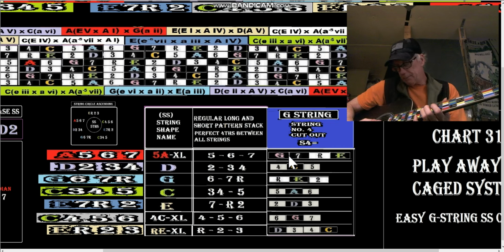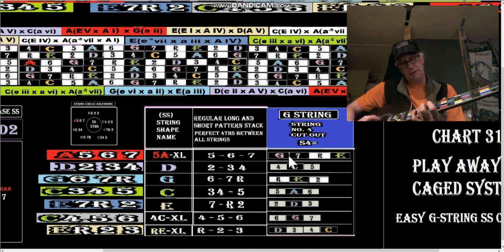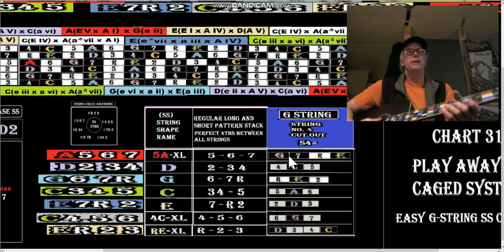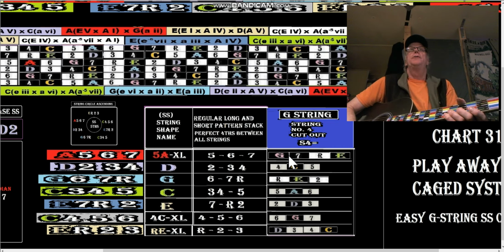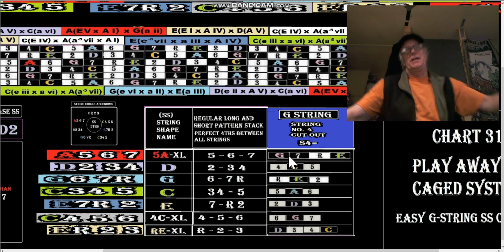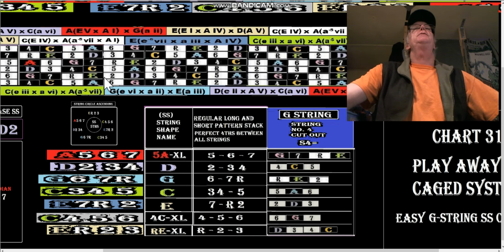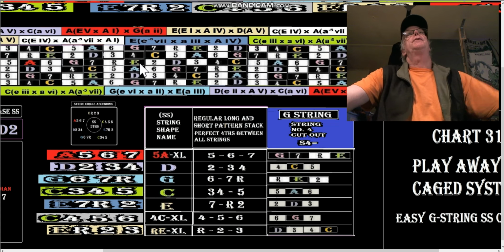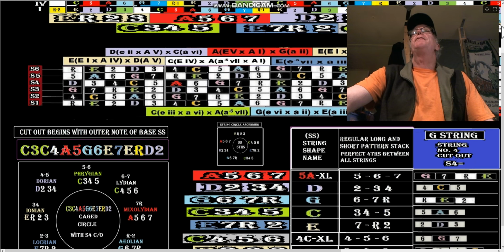Okay, I keep confusing my A's with my B's. I'm going to have to take it back to the printer and lighten up this A. Anyway, I should know the difference anyway.